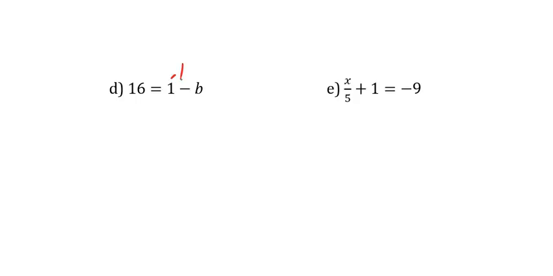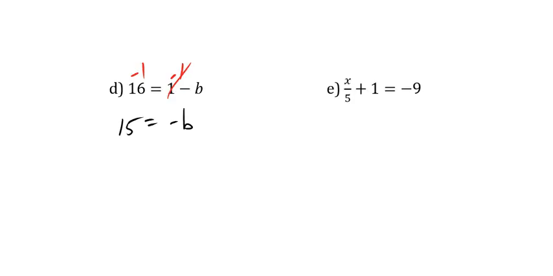So I subtract 1, take 1 pound away from both sides, keep it balanced. 1 minus 1, that gets rid of that. 16 minus 1 is 15 equals negative B. And what's my next step? Miguel, what do you think? Not sure? Yeah, I could. That'll complicate things a little bit though.